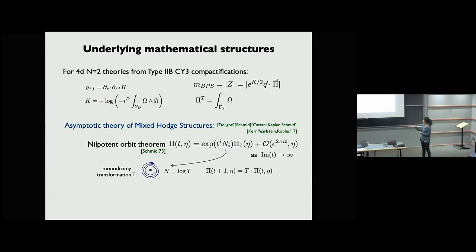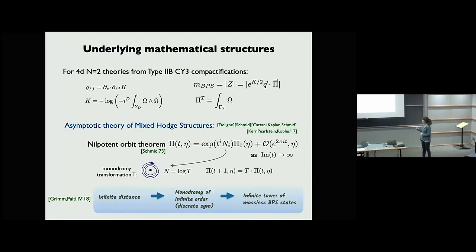And these theorems tell you the asymptotic behavior of these periods as you go to the infinite distance limit, universally in terms of the behavior of the monodromy matrices. As you go around the singularity, the periods undergo a monodromy transformation, which is some discrete symmetry from the EFT perspective. You can encode the information of the periods, and therefore the metric and everything, in terms of these monodromies. And therefore, we could show that infinite distance was correlated to having a monodromy of infinite order, and therefore an infinite tower of BPS states.